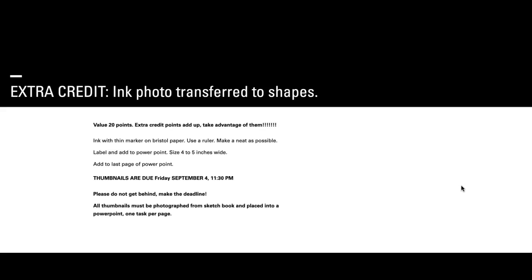For extra credit, I've got another option for you. You can get extra credit points if you take task 5 and ink it really nicely with good craftsmanship. I want you to do it at least 4 to 5 inches wide, make it a final, and use a ruler. It's really important, and it'll be like a warm-up to the inked finals you're going to do later.